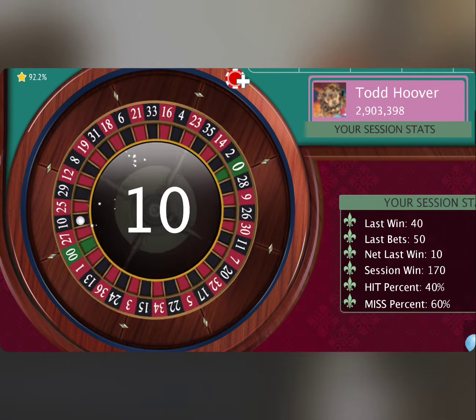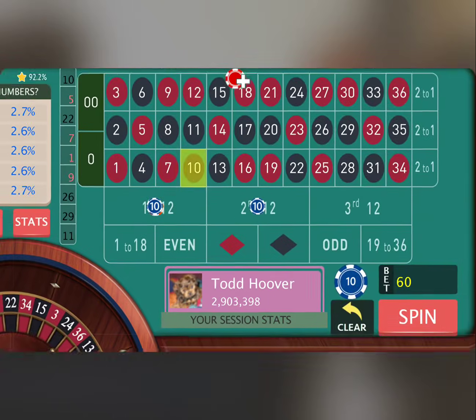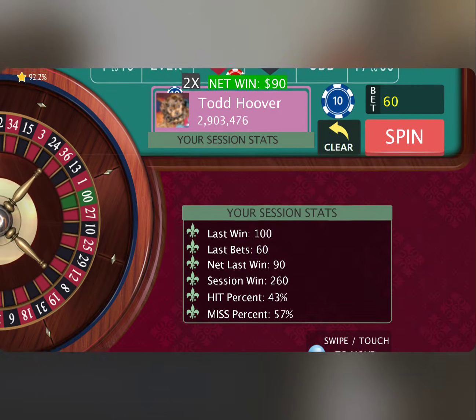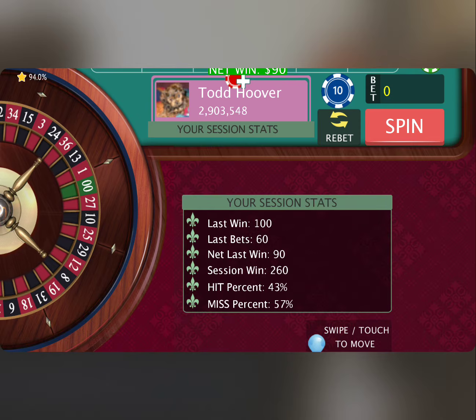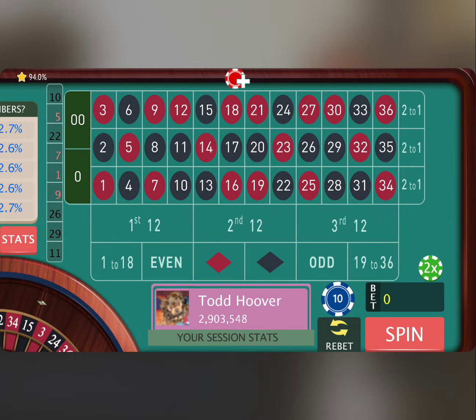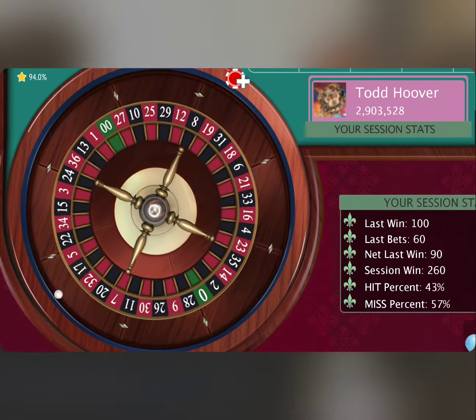Hope this makes sense to you guys. It's really easy, and it seems to work. See, we're at 260. Let's go for 300. Okay. So we got 10 and 22 and spin.